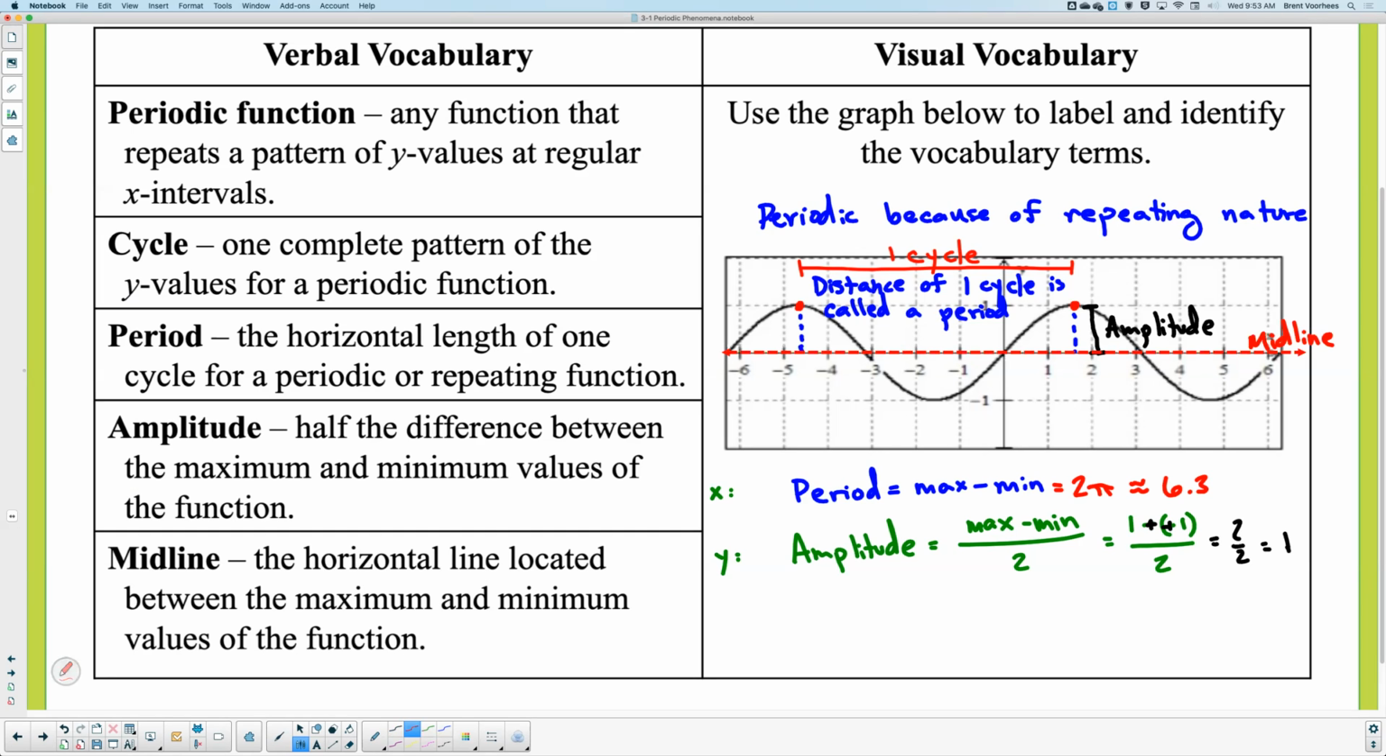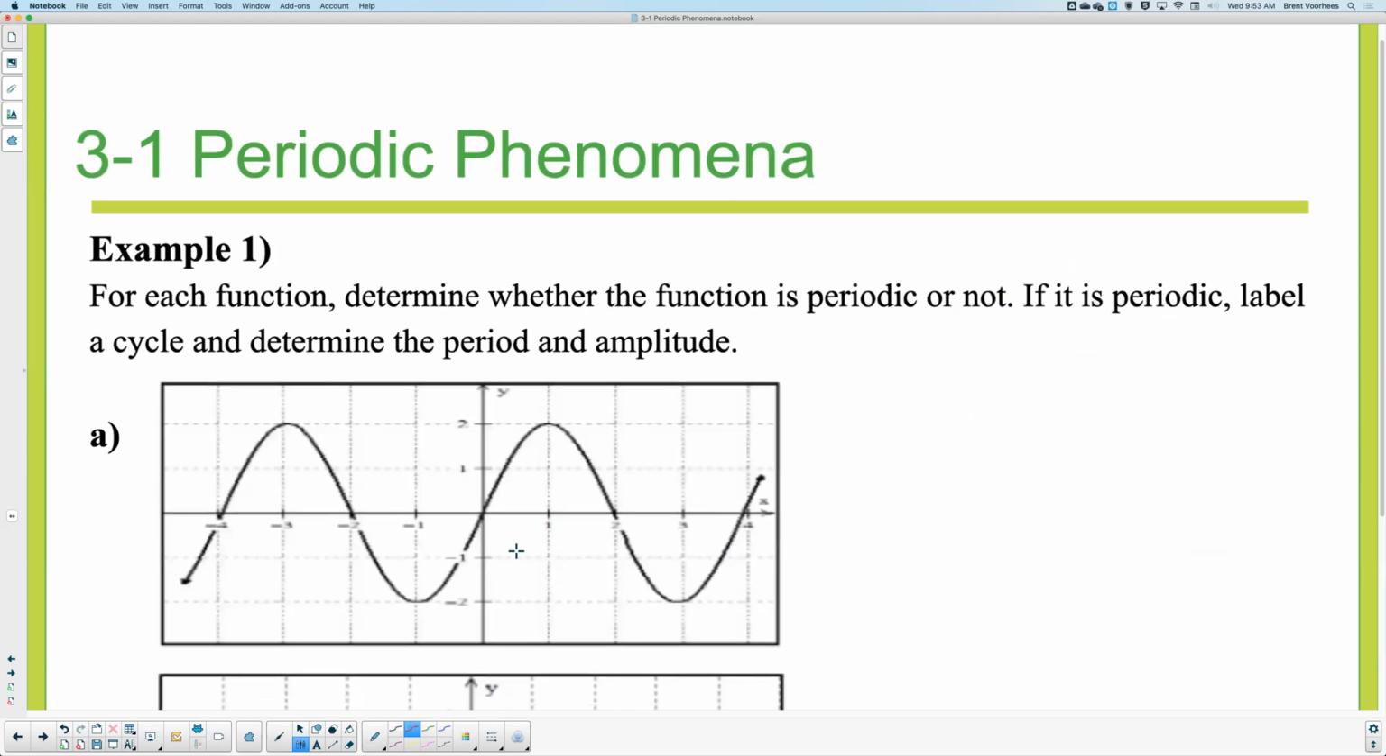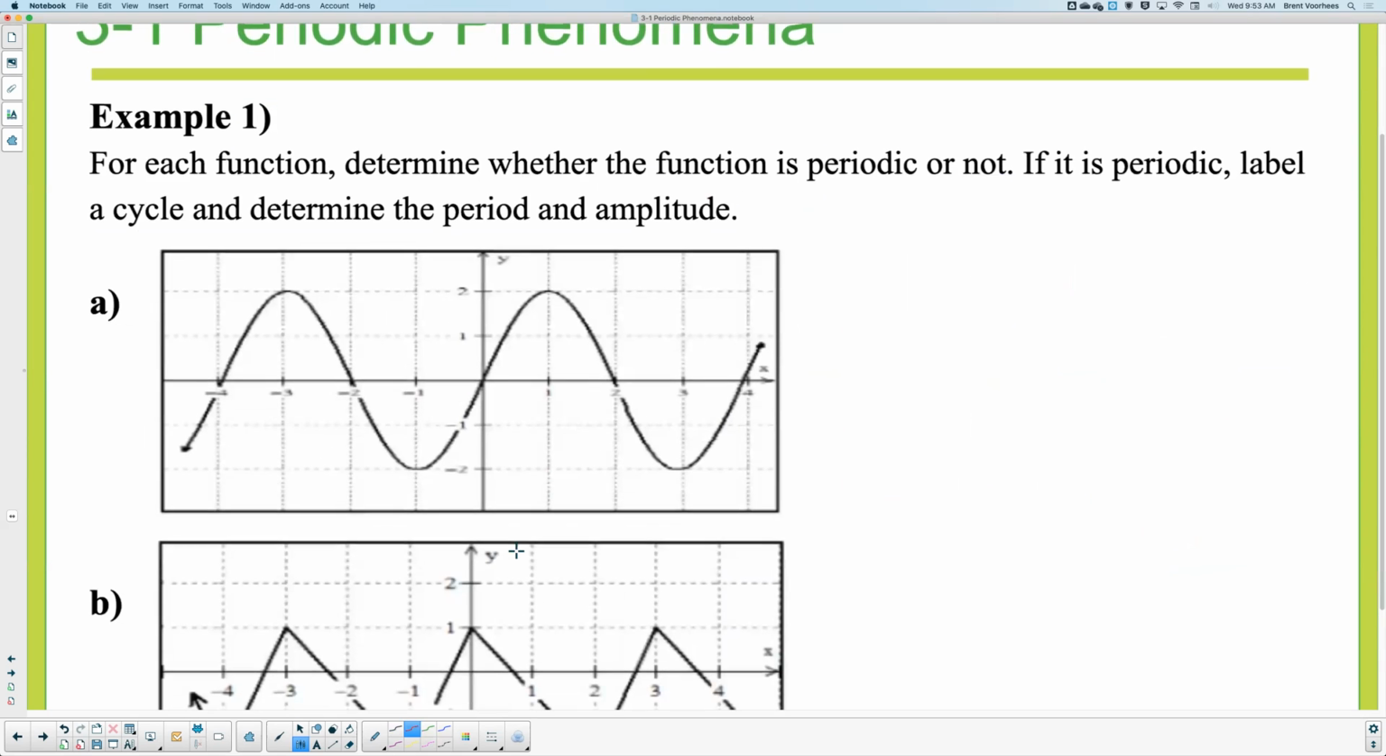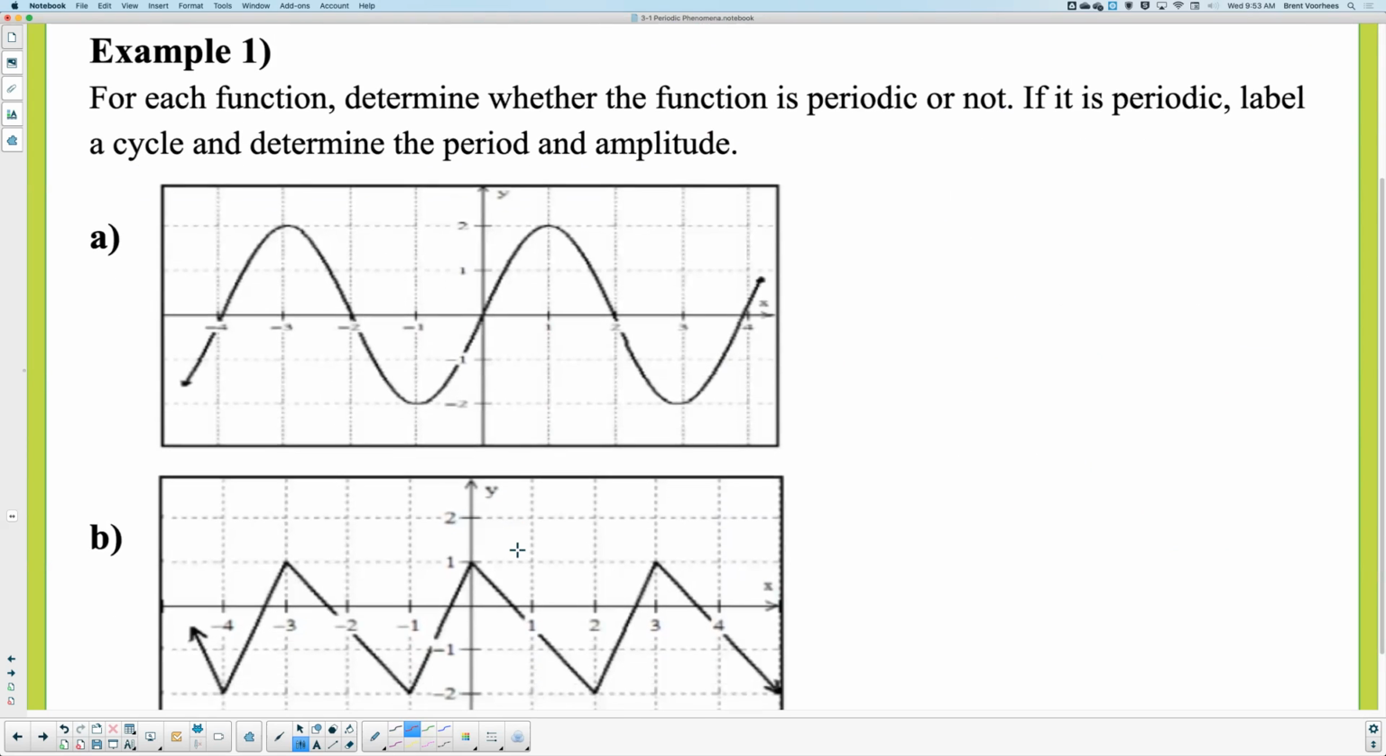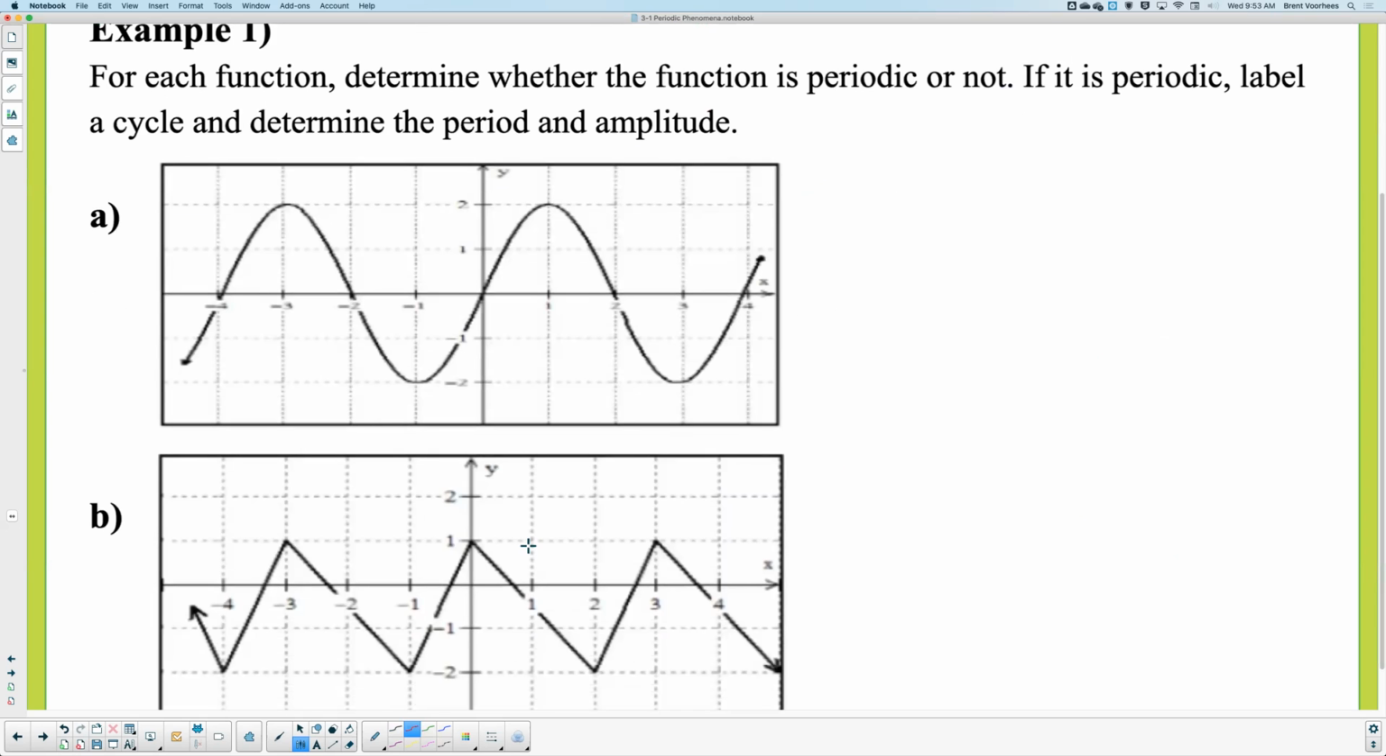What are the only two values we actually had to solve for? Period and the amplitude. Period deals with x's. Amplitude deals with y's. All right. Let's go on to some examples here. The first thing we're going to do on example 1 is just look at these graphs and determine, are they periodic? And if they are, we'll find the period and amplitude. If they're not, we're just going to say it's not periodic.